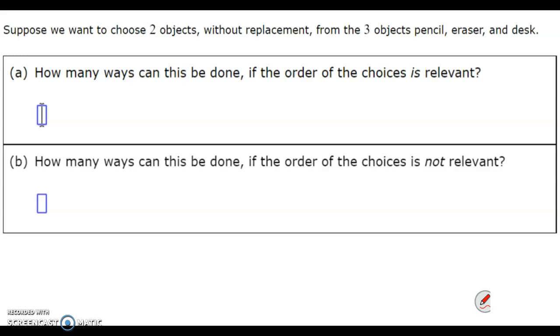Okay. Suppose we want to choose 2 objects without replacement. Basically what that means is if I pick a name out of a hat, I'm not putting it back in the hat for the next name I pick, right? So we're running out of those options as you pick them. There become fewer options as you choose them out. From the 3 objects of pencil, eraser, and pen. So basically we have 3 options, and we are looking to pick 2.